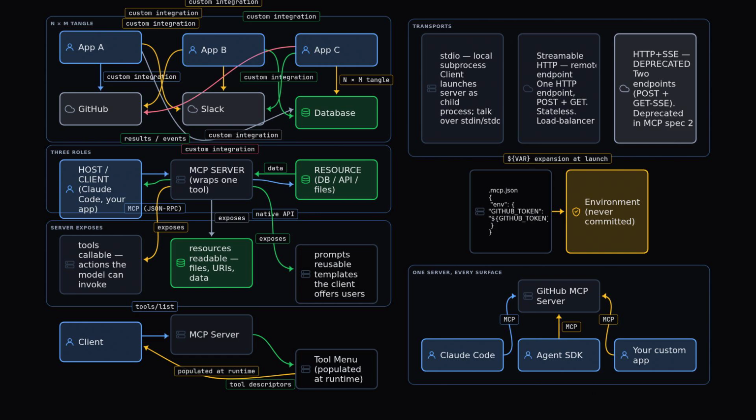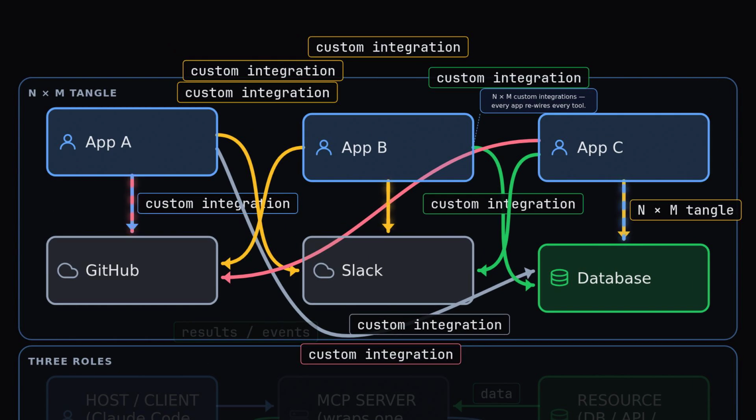MCP, the USB-C for AI tools: one protocol that lets any client talk to any tool without rebuilding the wiring every time. 3 apps on the left, 3 tools on the right. Without a standard, every app has to write a custom integration for every tool. That's N times M. 9 connectors here, 100 in a real org. Everyone rewires everything.